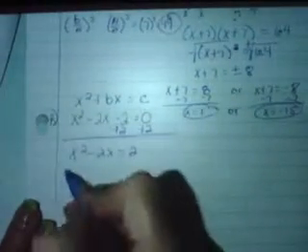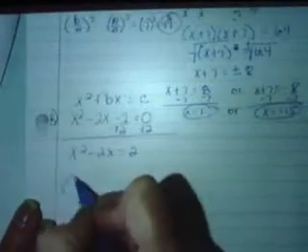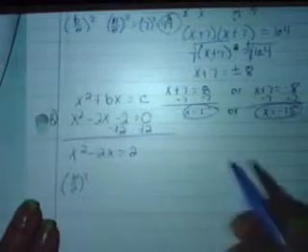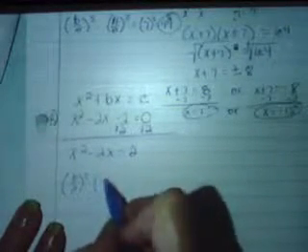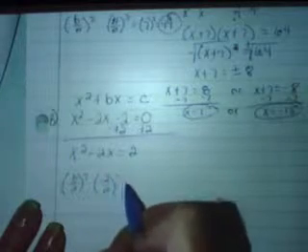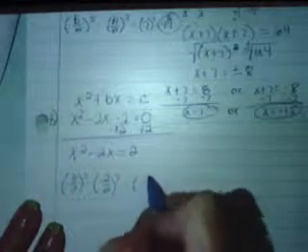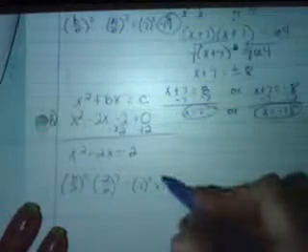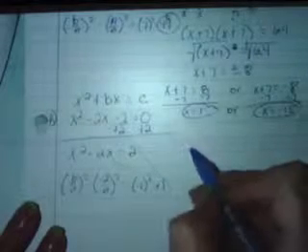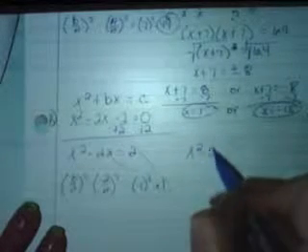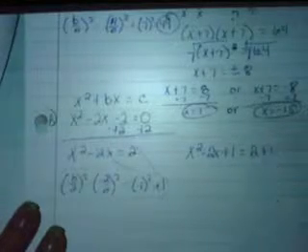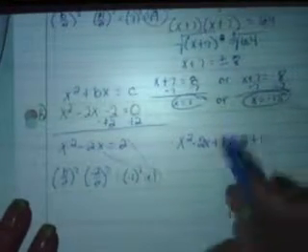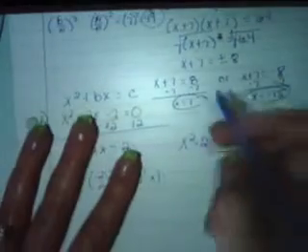So my next step is to find b divided by 2 and square it. So I'm going to have negative 2 divided by 2 squared, which gives me negative 1 squared, which is positive 1. I now have to add this 1 to each side of the equation. So I'm going to have x squared minus 2x plus 1 equals 2 plus 1.